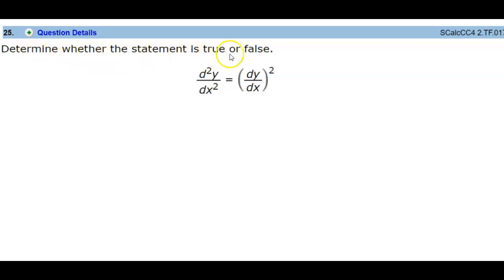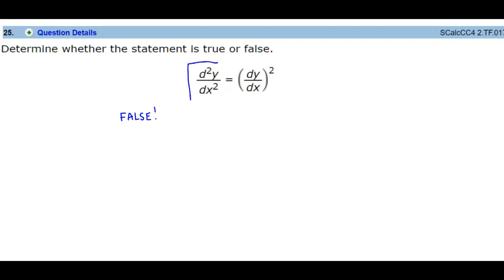Determine whether this statement is true or false. We have the second derivative is equal to the first derivative squared. Well, this statement is false. And then we're going to prove why.